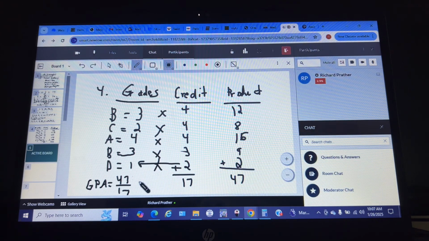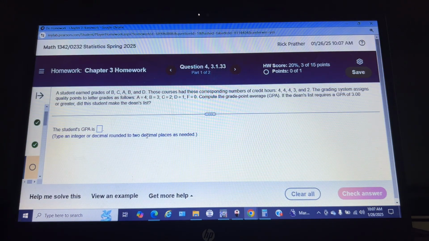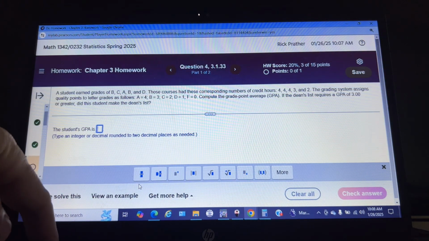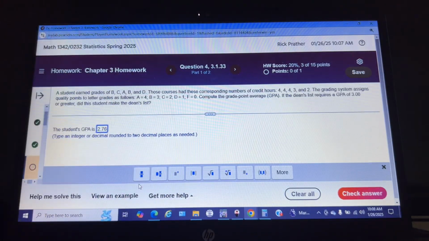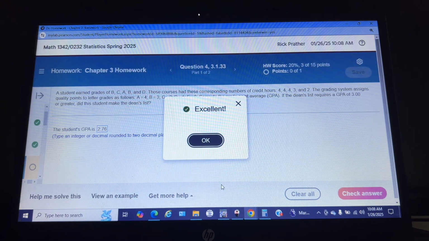2.76, maybe they're going to make it 2.8. I've got to see what they want it rounded to, but probably 2.8. No, it does want 2 decimals, so 2.76. You always got to read that blue part. Type an integer or a decimal rounded to 2 decimals. So 2.76 is this person's GPA.